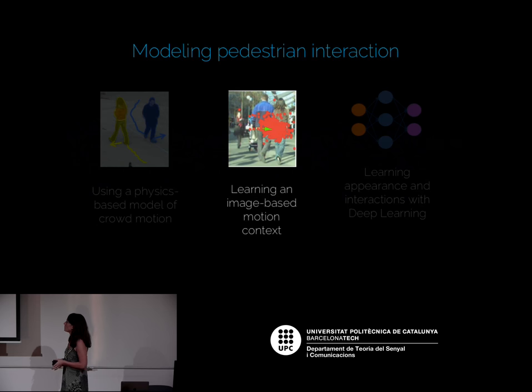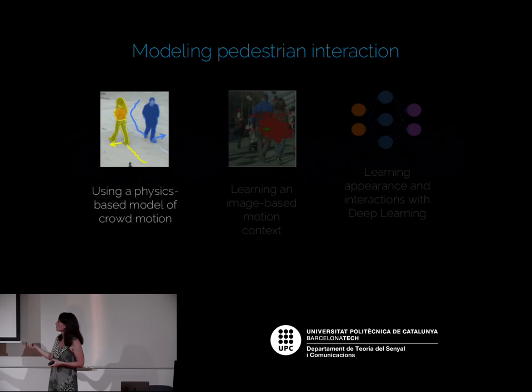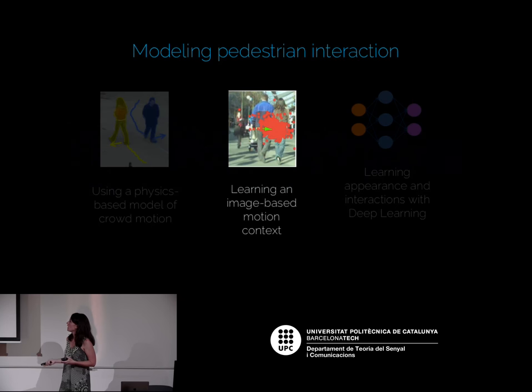But the next work is based on the weaknesses of the previous work. So here we say, well, we don't want to actually handpick and define each of the forces that drive crowd motion, but we want to learn them from the images. In the previous work, there were just three terms for crowd motion. Now we want to expand these three terms, and we don't define or fix any of them, but we actually learn them from images.